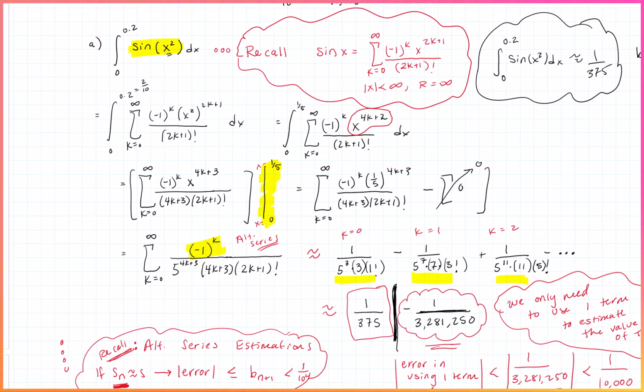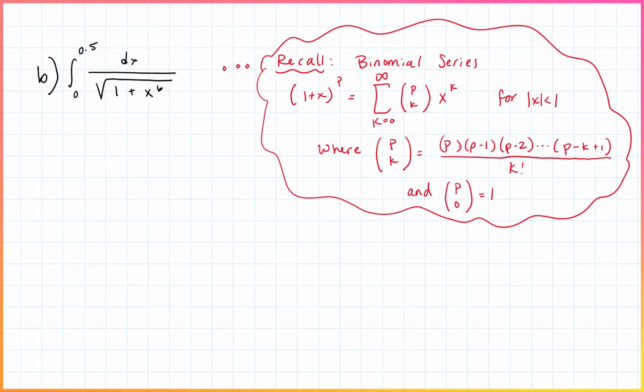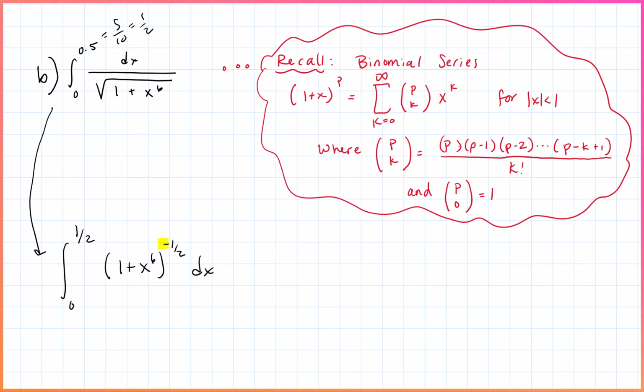Okay, let's take a look at another one. On this one, we are using a binomial series because of this integral. I'm going to come down here where I have more space. Again, I prefer to work with fractions rather than decimals, so I'm going to go from 0 to 1/2, since 0.5 is 5/10, which is 1/2. This is actually the integral of 1 plus x to the 6th, to the minus 1/2, dx. And so that fits right into our binomial series where p is negative 1/2. So I reference this here.